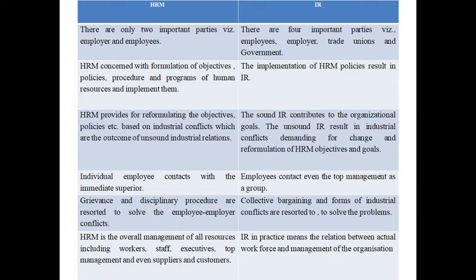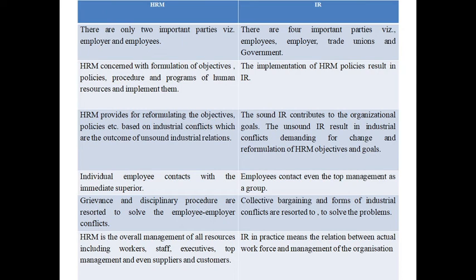If the employees are not satisfied, or if the employees find that their interests are not served, at that time the industrial relation may go in a negative direction, and this may require the employer to reformulate the objectives and policies. In the human resource management approach, the individual employee contacts the immediate superior. But in industrial relation, employees contact the top management as a group.